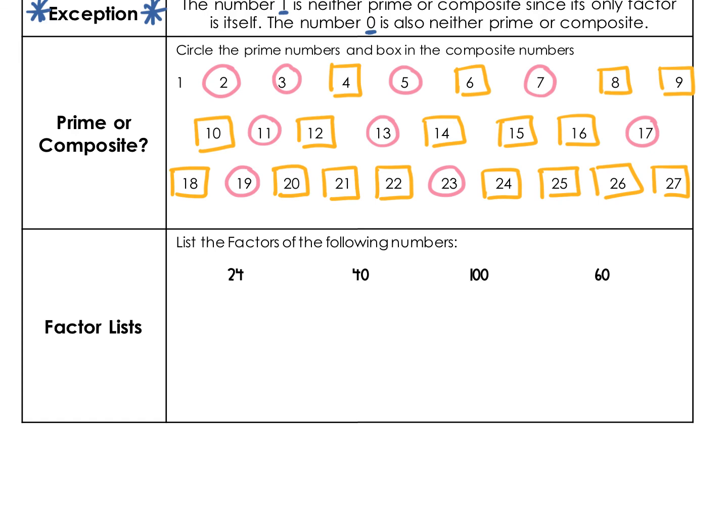Some common mistakes you might have seen here were the number 1. Remember, 1 is neither prime or composite, so it doesn't get a circle or a square. Another mistake you might have seen or made yourself is the number 2. So 2 is even, but it's prime because its only factors are 1 and 2. There's no other whole numbers that you can multiply that will give you the number 2.